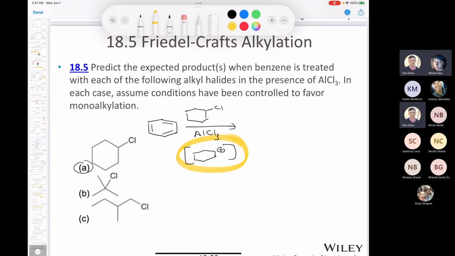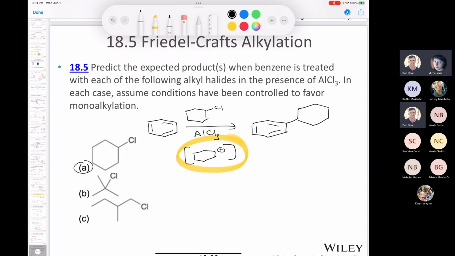And so, all that's going to happen is you're going to get the aromatic ring, and you're going to have the cyclohexyl group attached to it. That's it. Done. Question is over. So now you've made cyclohexyl benzene.